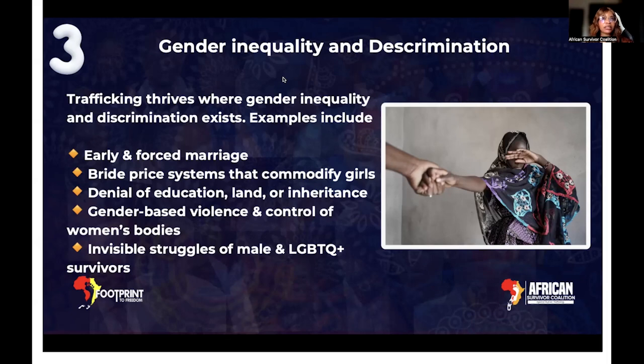Now, sometimes families believe that they are actually doing what's best for these young girls, that they are trying to secure their future by marrying her off. But the outcomes often include exploitation, the end of her education, or even worse, long-term vulnerability, which makes her vulnerable to trafficking. But let's be clear, right?